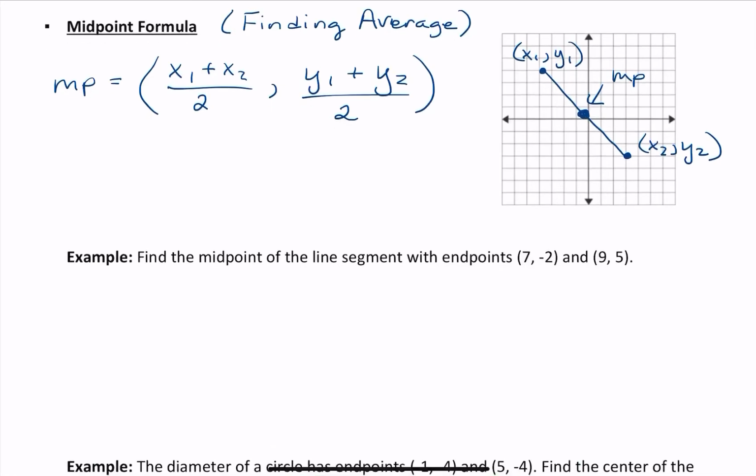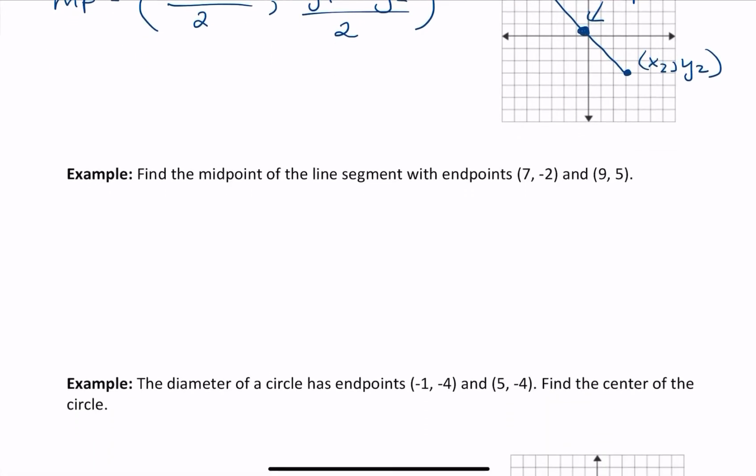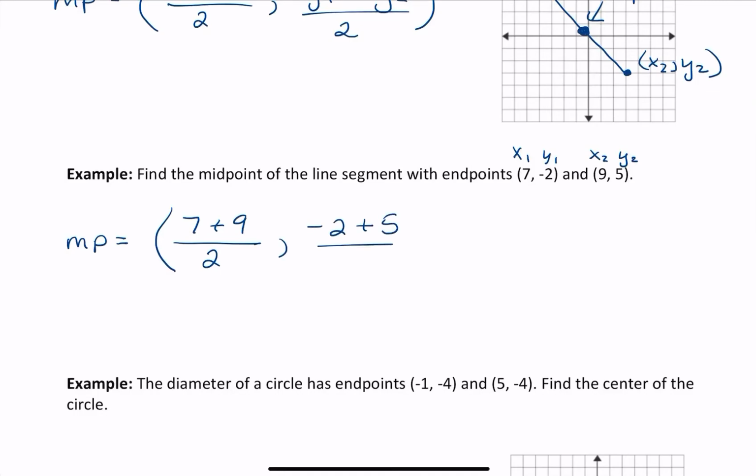So let's look at an example. Find the midpoint of the line segment with endpoints (7, -2) and (9, 5). So again, I'm going to label my points x1, y1, and x2, y2. So when I go to plug in my formula, I don't accidentally substitute in the wrong number. So I'm going to have 7 plus 9, my 2 x's, divided by 2, and then -2 plus 5 divided by 2.